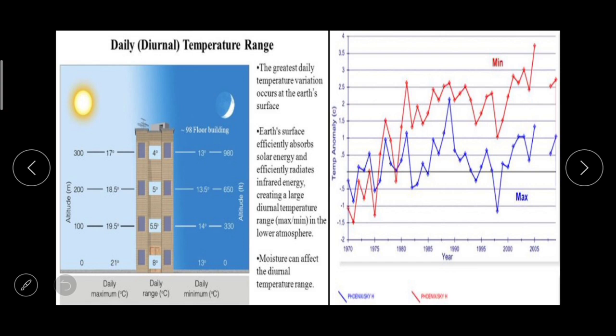daily temperature range. The greatest daily temperature variation occurs at the Earth's surface. Earth's surface efficiently absorbs solar energy and efficiently radiates infrared energy, creating a large diurnal temperature range, which is maximum or minimum in the lower atmosphere, and moisture can affect the diurnal temperature range. Here you can see a 98th floor building and the temperatures.